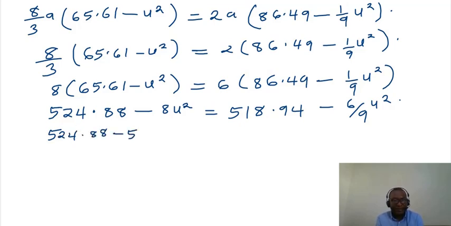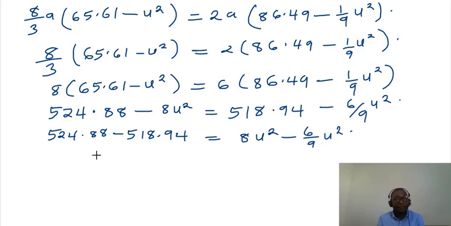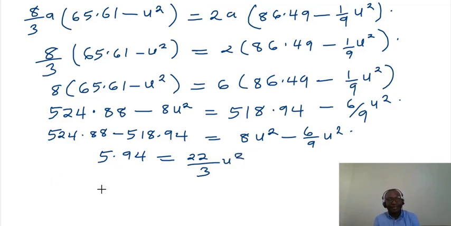524.88 minus 518.94 being equal to 8u squared minus 6 over 9 u squared. This here gives us 5.94 being equal to, when we simplify this, we get 22 over 3 u squared. When we multiply both sides by 3 and then we divide by 22, we shall get u squared being equal to a fraction which is 81 over 100.